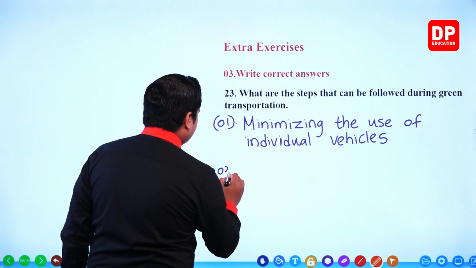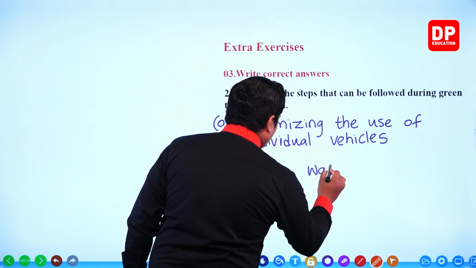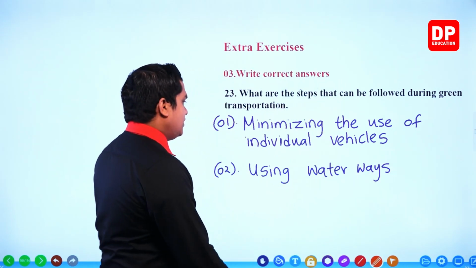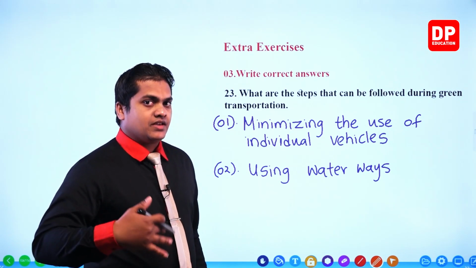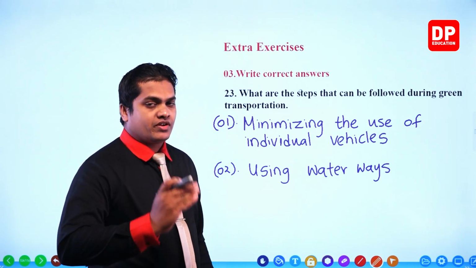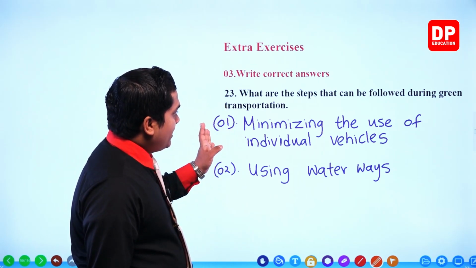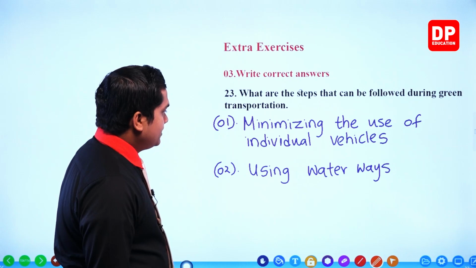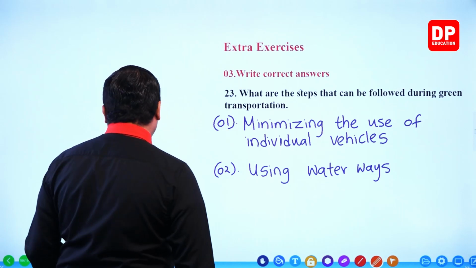Next one, number two, using waterways. Right? Using waterways. Like we can use rivers and streams as our transportation media. Okay, so as they have not mentioned the number, I have written down two. So minimizing the use of individual vehicles, then using waterways are some steps that we can follow during green transportation.